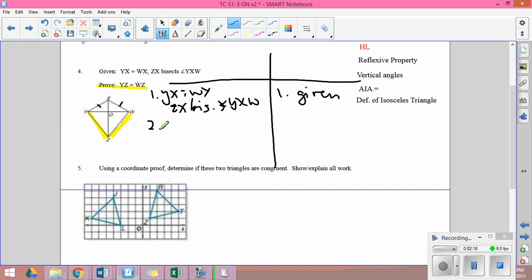It gives me that ZX is going to bisect this angle. So that tells me that angle YXZ is equal to angle WXZ by definition of bisector. So I can come in and I can mark these angles congruent.